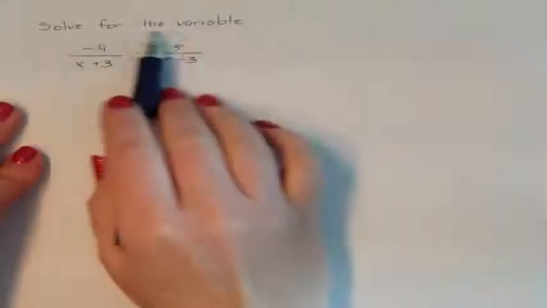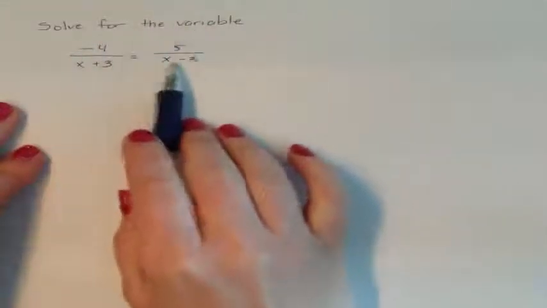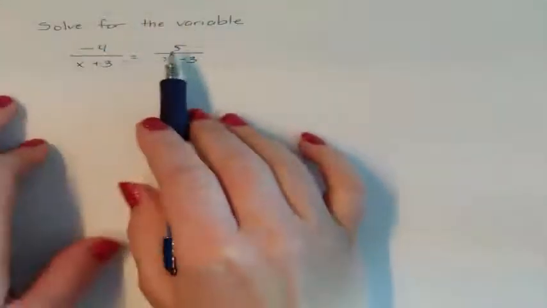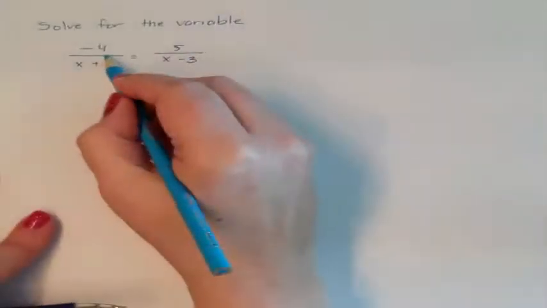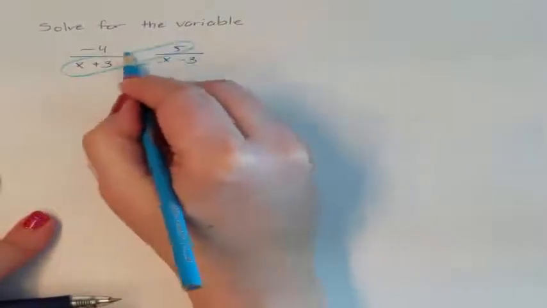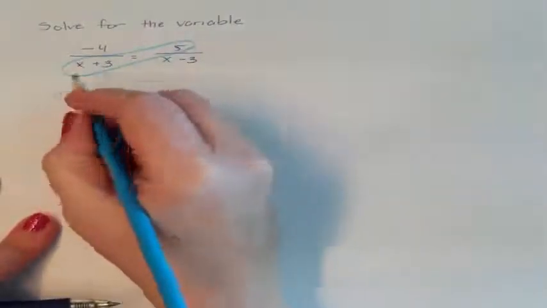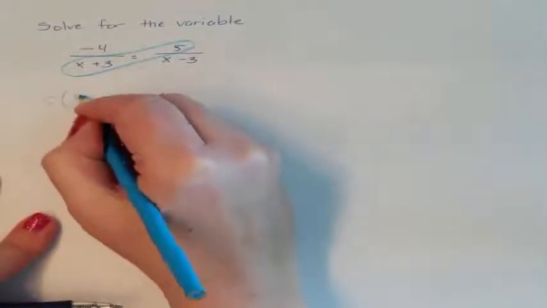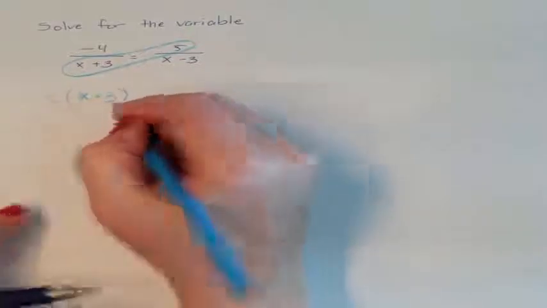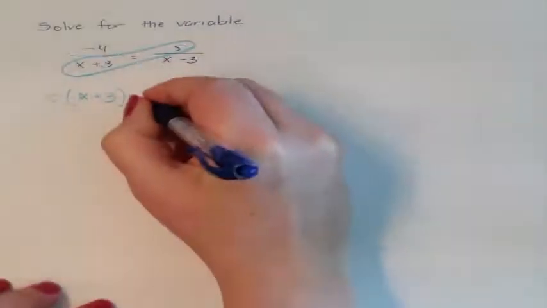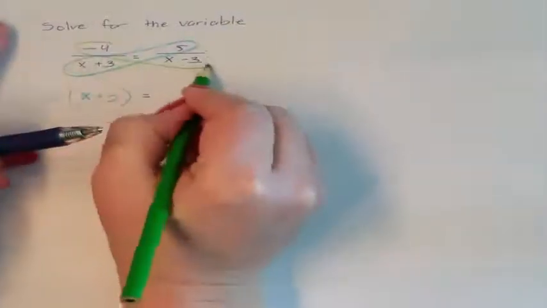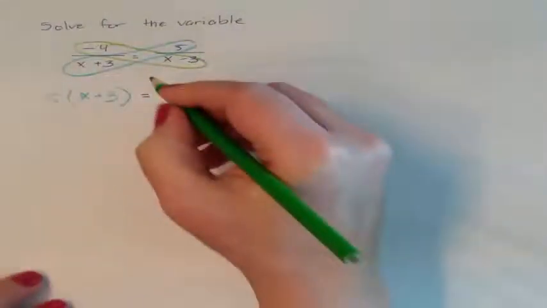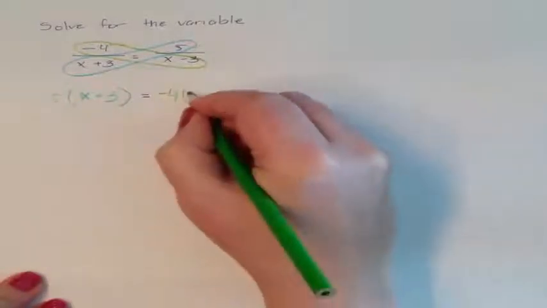So now we are being asked to solve for the variable, and we have two proportions equal to each other. When you have two proportions equal to each other, we are going to solve by using cross multiplication. So the denominator is going to move across and multiply with the other numerator. So I have 5 being multiplied to an x plus 3, and that is supposed to be equal to the other cross, which is the other numerator being multiplied to the denominator. So this is a negative 4 being multiplied to the x minus 3.